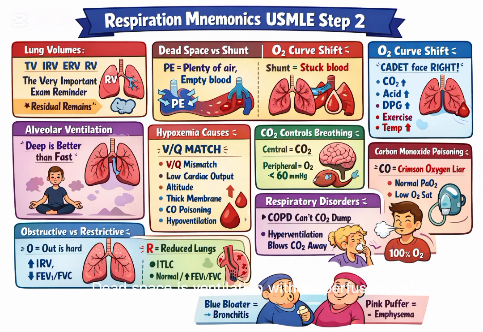Dead space is ventilation without perfusion, remembered as "P equals plenty of air, empty blood," commonly seen in pulmonary embolism. Shunt is perfusion without ventilation, summarized as "shunt equals stuck blood," seen in pneumonia, ARDS, or atelectasis. These extremes explain why oxygen therapy works poorly in shunts but well in dead space.